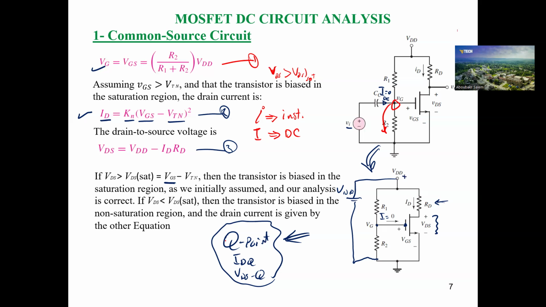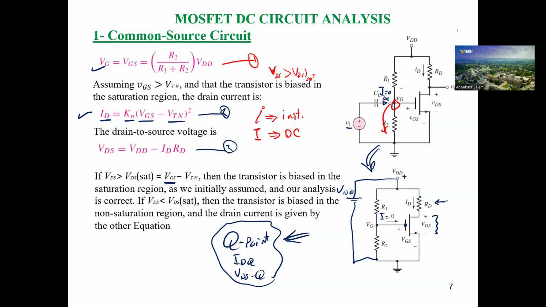How can we do the DC analysis? We said that we have 3 steps. The first step is according to the circuit we have here. So this is the common source MOSFET. The source is connected to ground. The drain is connected to VDD by means of RD.